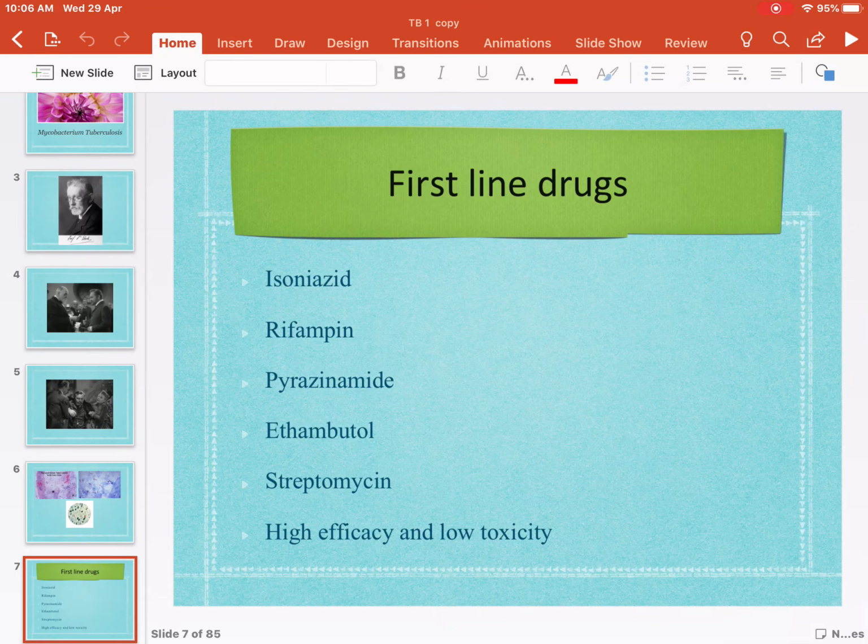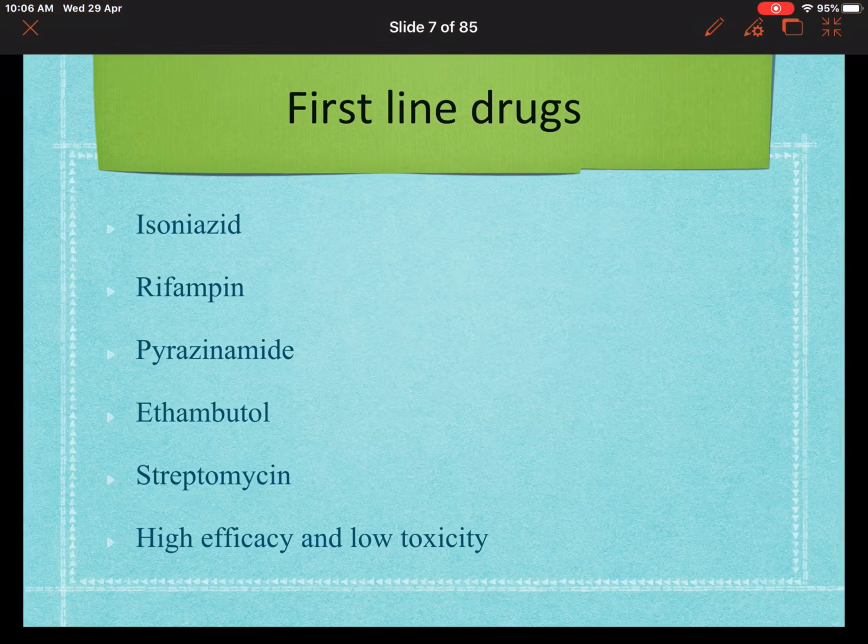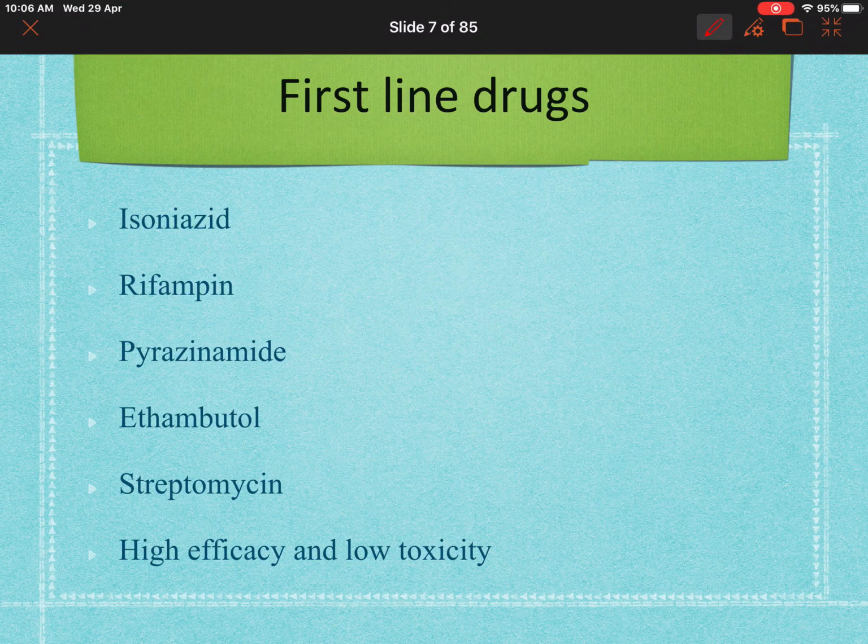We were yesterday learning about anti-tubercular drugs. We learned about the first line of drugs: isoniazid, rifampicin, pyrazinamide, ethambutol. Today we'll learn about streptomycin.